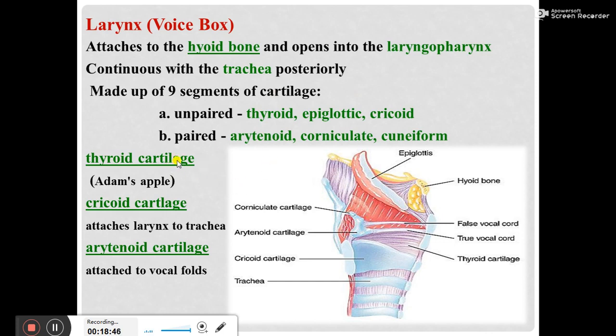The thyroid cartilage, whose other name is Adam's apple, is unpaired. Cricoid cartilage is also unpaired. It attaches the larynx to the trachea. So where is the cricoid cartilage? Yes, here. It is single and it attaches the larynx to the tracheal region. The arytenoid cartilage attaches to the vocal folds. This is the arytenoid cartilage. The vocal folds are present here, which are responsible for the production of sound.